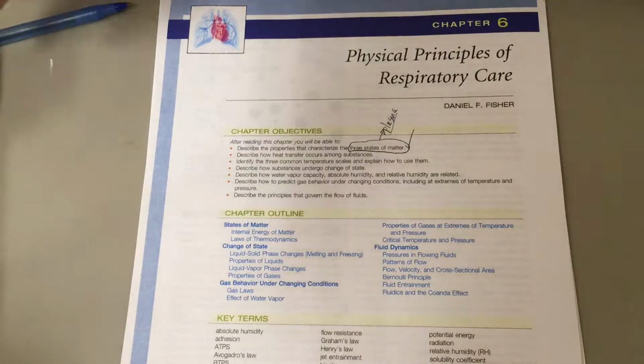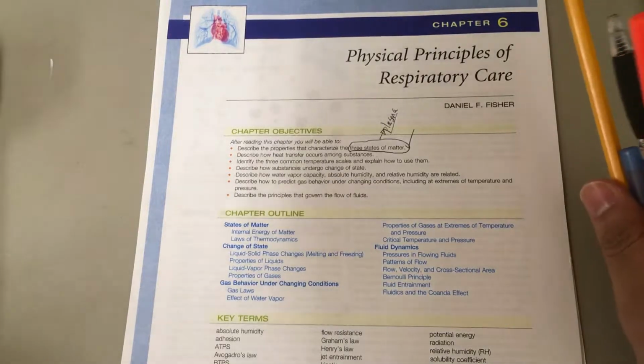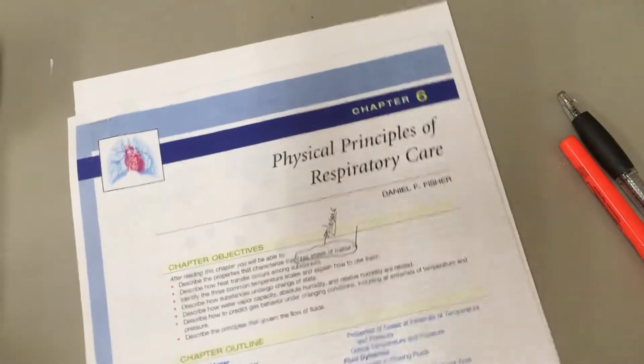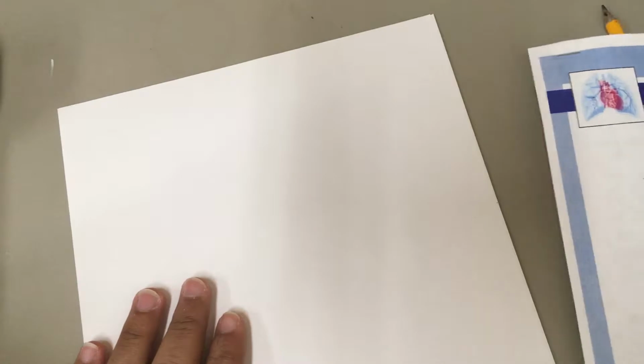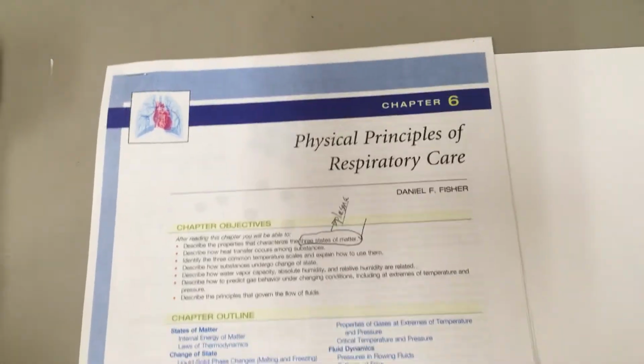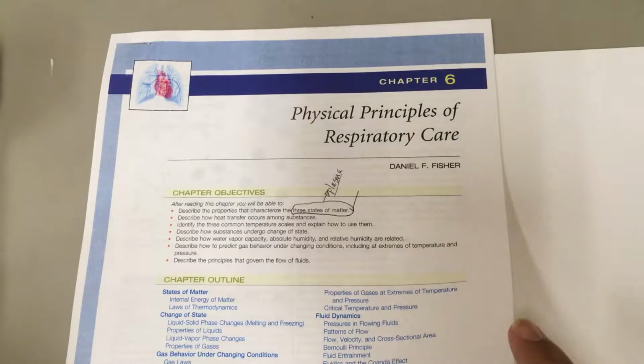We don't need this. We'll need a pen or pencil. What I want you to do is make sure you get a blank piece of paper. That's where you're going to take your notes, and you're going to study from the papers that you write. So we can start with chapter 6, Physical Principles of Respiratory Care.